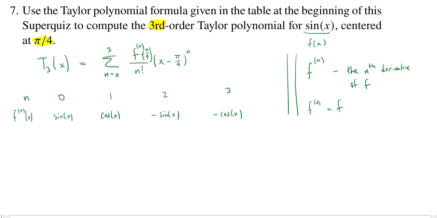But we don't want it at x. We want it at pi over 4. Which, by the way, remember, does not mean take the derivative and multiply it by pi over 4. This means you evaluate the nth derivative at the value pi over 4.